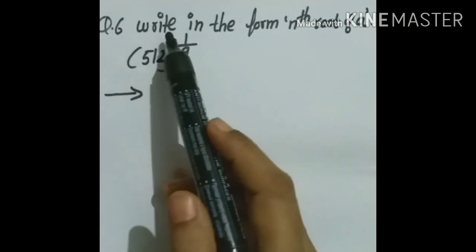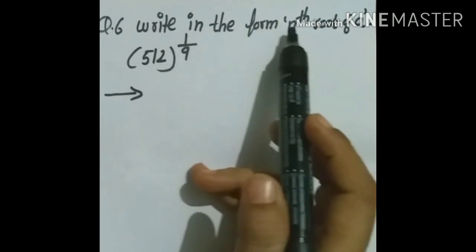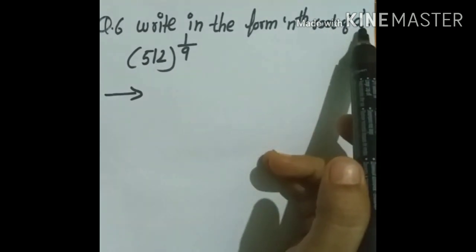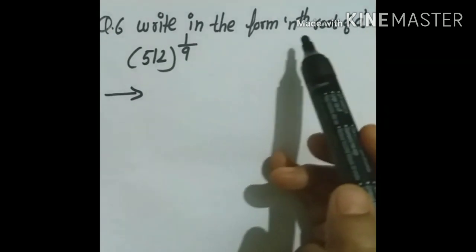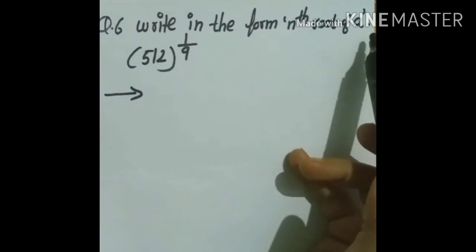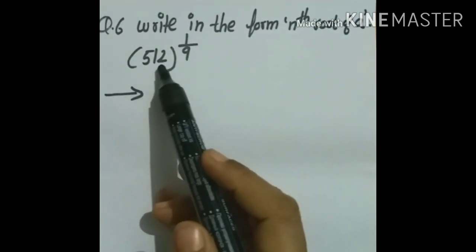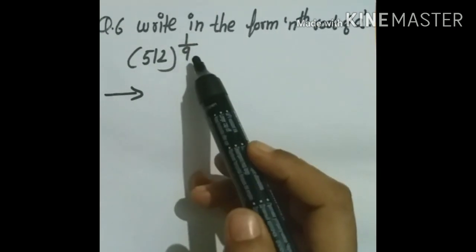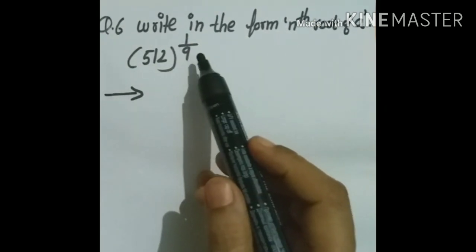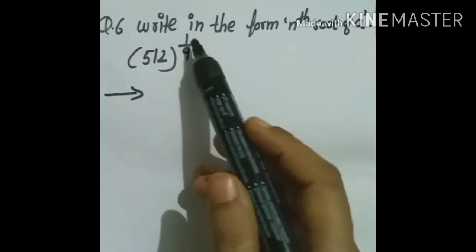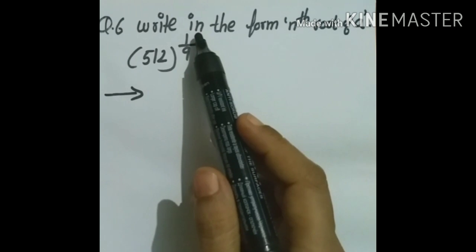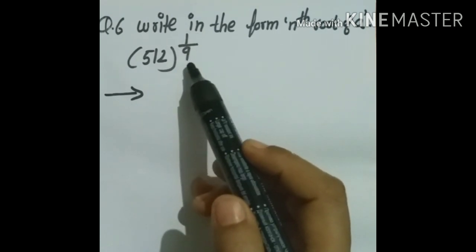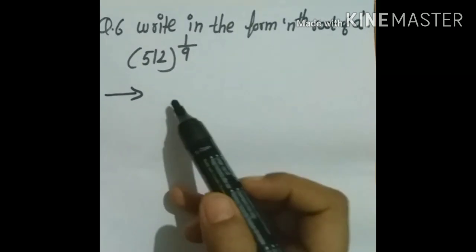Question number 6. Write in the form nth root of a. Here is the question, children. This question we have to write in the form of nth root of a. 512 raised to 1 upon 9. This index is in fraction, children. This is the numerator and this is the denominator. Numerator is known as power and denominator is known as root. Okay, children. So here how we will write, children?